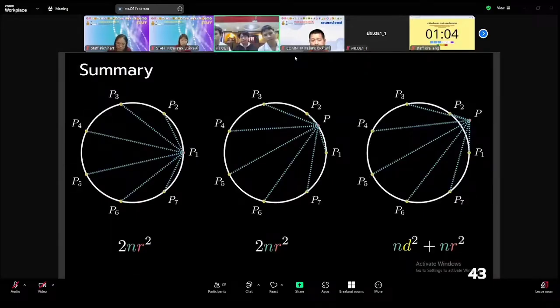In summary, the formula for the sum of the squared distances from P to all vertices is 2nr squared if P lies on the circle, and nd squared plus nr squared if P is any point in the plane.